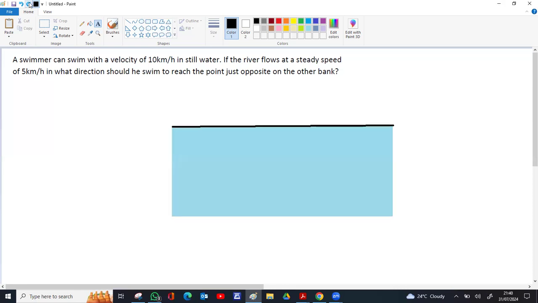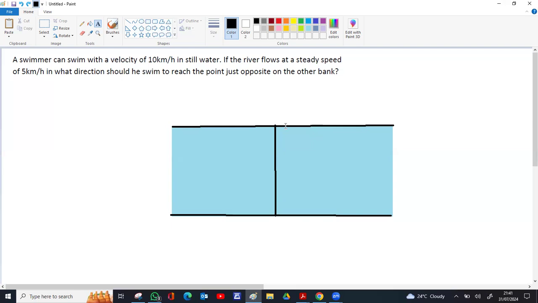So this is the river. Imagine the person wants to reach the opposite side. If he starts swimming straight towards the opposite point, he will not be able to reach that point because the river is flowing in one direction. The swimmer will be carried away, so he will reach some distance right or left, as per the flow of the river, from the straight path.